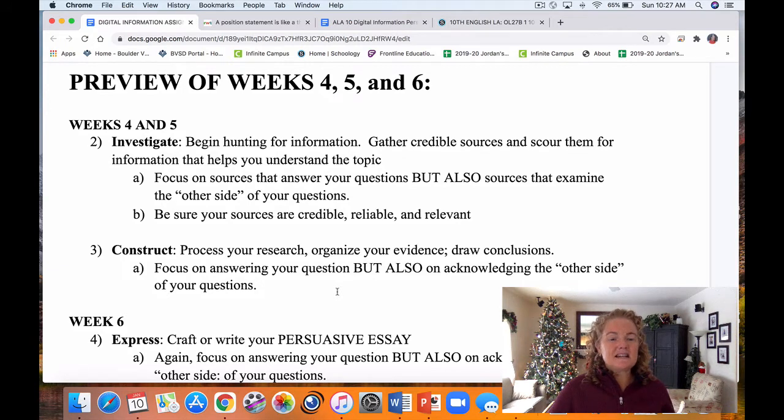And then in week 6, you're going to craft or write your persuasive essay, and you're going to be focusing on answering your question, but also acknowledging that other side. So week 6 is wholly dedicated. There's literally nothing in week 6 except this essay. So that's what you're going to culminate in week 6.